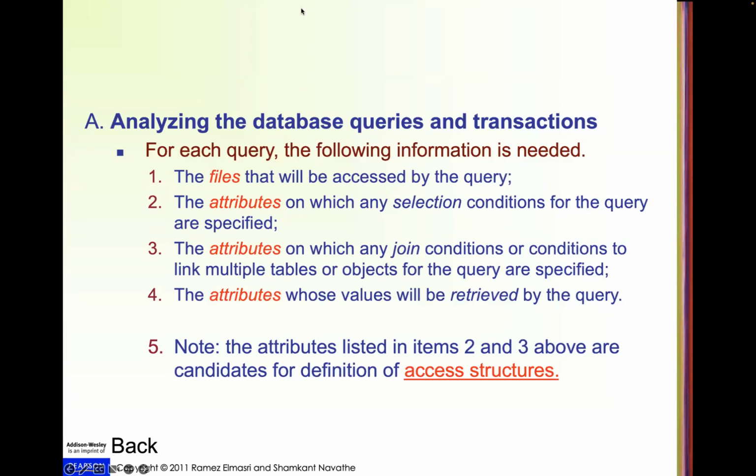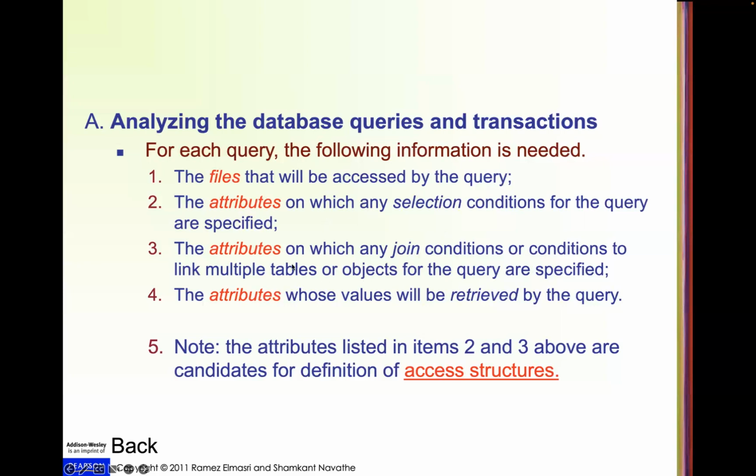How do we do that? Let's see. For each query, we need some important information. For example, the file that is being accessed by the query, and the attributes of the query on which the selection condition is specified. We also need to know the attributes on which any join condition, or conditions linking multiple tables together, are specified. We also need to know the attributes whose values will be retrieved by the query.